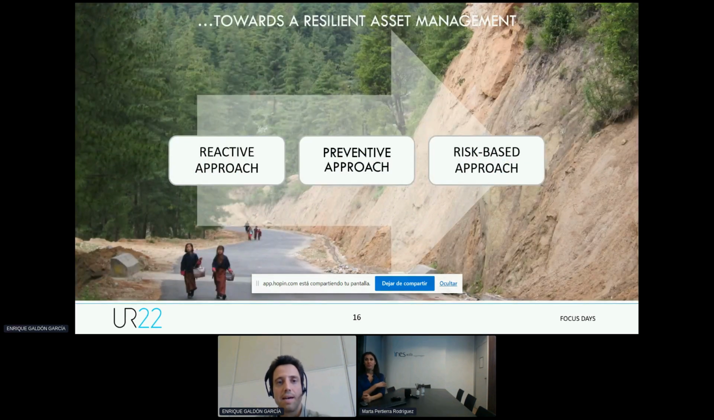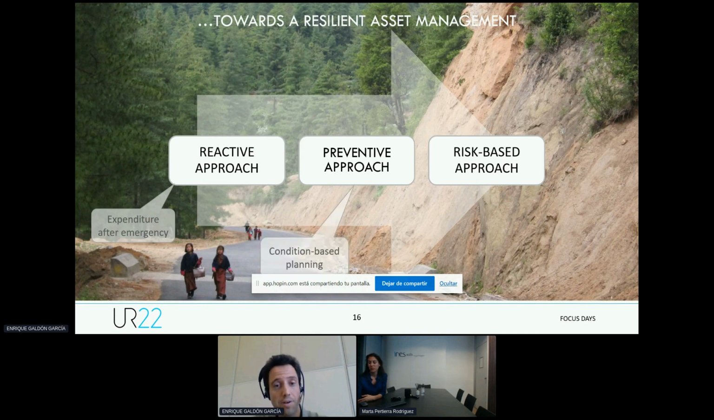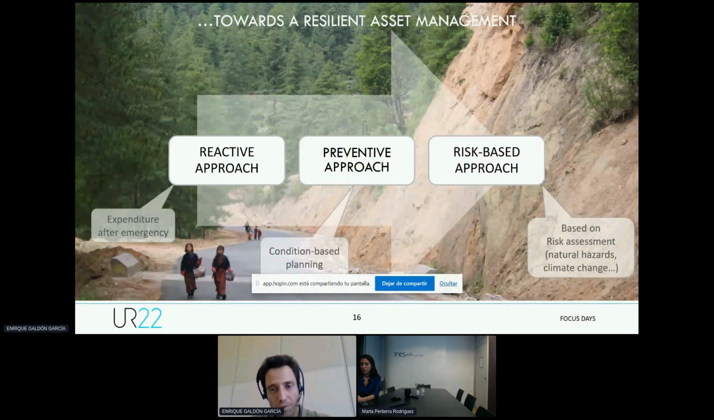So at the end, one of the keywords is maintenance. We are working towards a resilient asset management, which implies passing from a reactive approach in which the expenditure is actually done just after a failure, towards a preventive approach where we already incorporate the maintenance required. And finally, we have the risk-based approach, which doesn't only include the condition, but also takes into consideration the climate exposure.